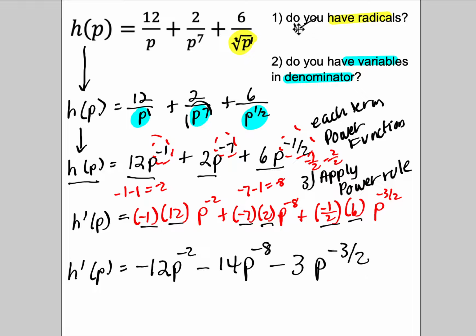So again, first you're going to see, do I have radicals? If you do, you're going to rewrite the radical with a fractional exponent. Then you're going to scan to say, do I have variables in the denominator? And if you do, then you're going to rewrite the whole function as a power function. So bring those variables up into the numerator position using exponent rules, and only then are you ready to take the derivative.